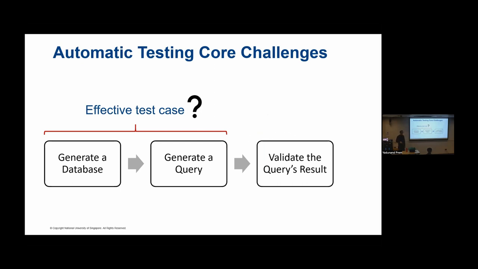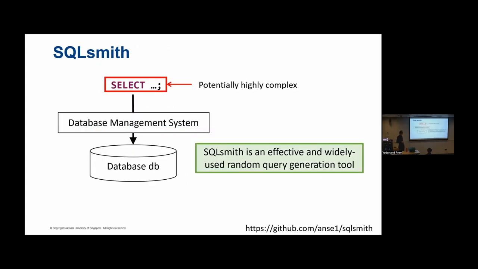A tool like SQLancer needs to tackle two main challenges. The first one is that we need to generate an effective test case. In our case, this means that we want to generate a database and then a query. And if we look at what's already out there in terms of tools, we might find, for example, SQLsmith, which is a highly effective and widely used random query generation tool. This tool has been very effective in finding various bugs. But it's mainly focused on crash bugs, right? So bugs that cause the database system to crash.